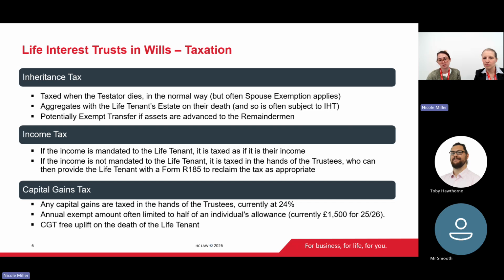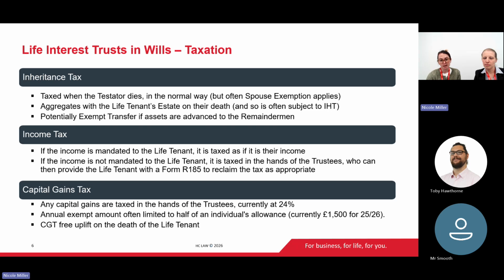There's income tax to consider. So if the trust funds are invested or the trust property is a rental property, that is income that would need to be declared to HMRC and income tax paid on it. Often you can mandate the income to the life tenant, so it's effectively bypassed by the trust and it's directly mandated to the life tenant, and it's treated as if it's their income and would be dealt with as part of their own tax affairs.